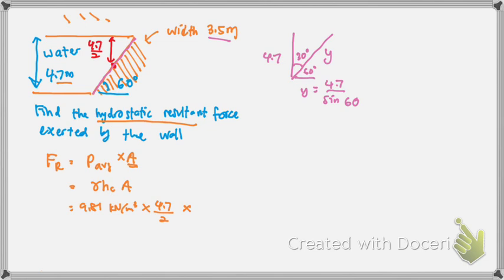So substitute that into our equation here. You will have 4.7 over sine 60 times the width. So you will get 437.9 kilonewton. That is the hydrostatic force acting on your wall.